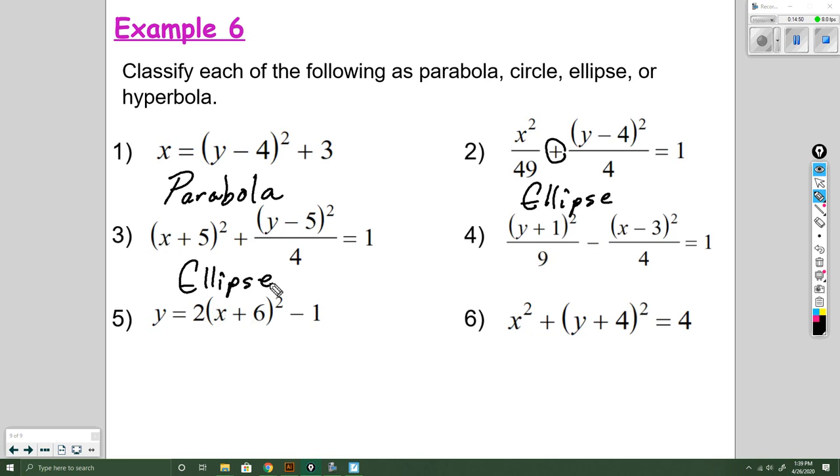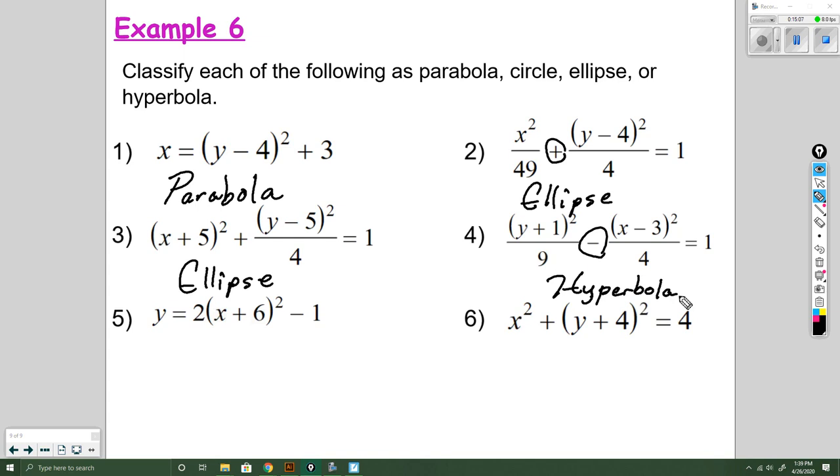For number 4, we see a subtraction. Almost automatically, we can say that this thing is a hyperbola. Both of these variables are being squared also. So this is an example that we could graph based on this lesson.